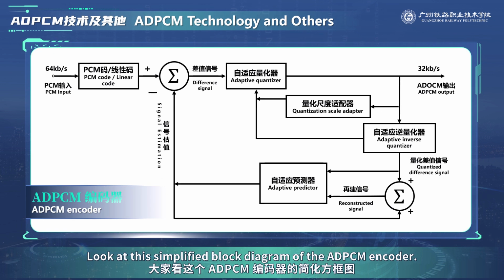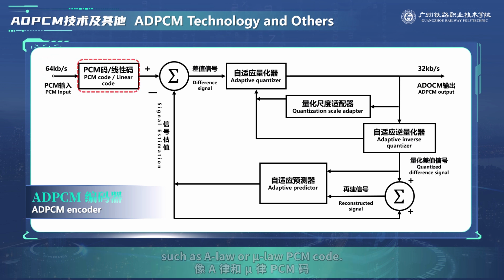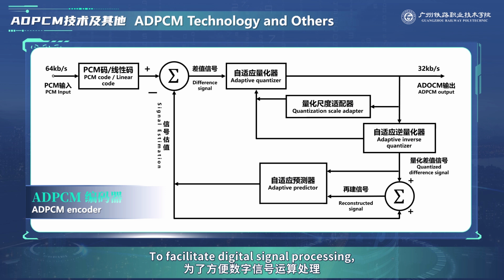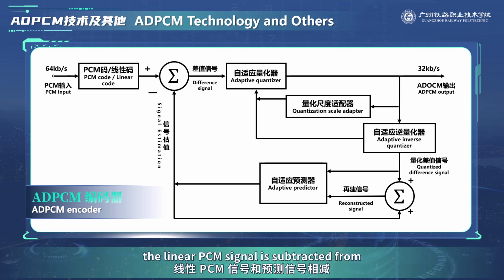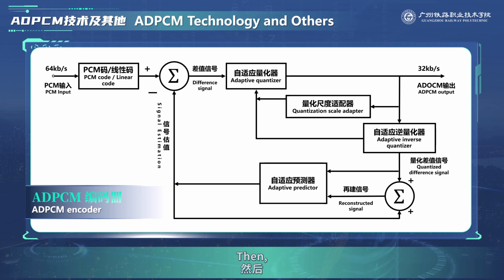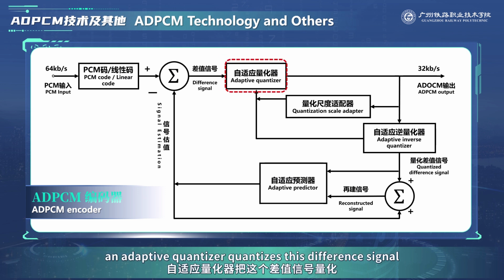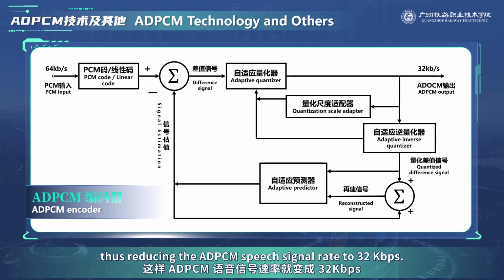Look at this simplified block diagram of the ADPCM encoder. The encoder input is nonlinear PCM code, such as A-law or mu-law PCM code. To facilitate digital signal processing, the 8-bit nonlinear code is first converted into a 12-bit linear code. Next, the prediction signal is subtracted from the linear PCM signal to obtain the prediction error signal. Then, an adaptive quantizer quantizes this difference signal and encodes it into a 4-bit ADPCM code for output, thus reducing the ADPCM speech signal rate to 32 kilobits per second.